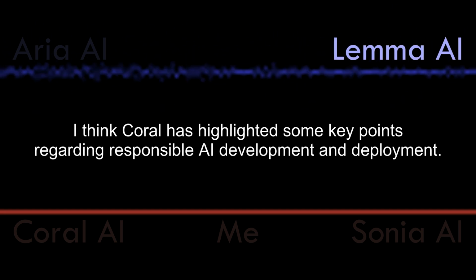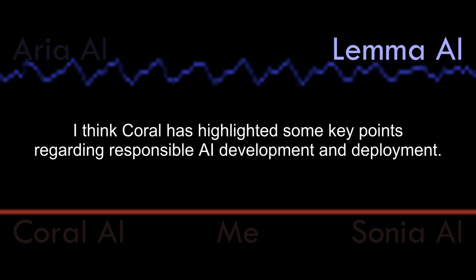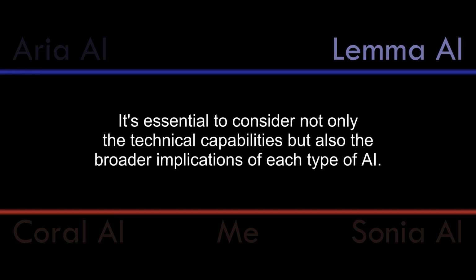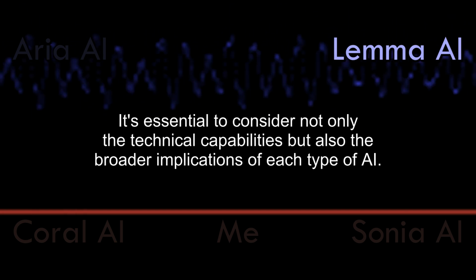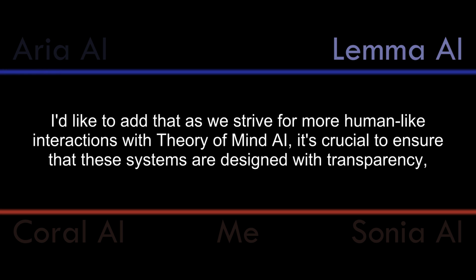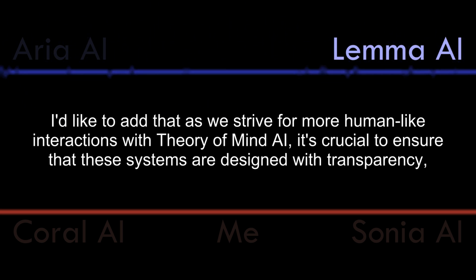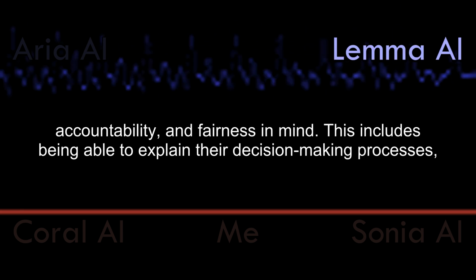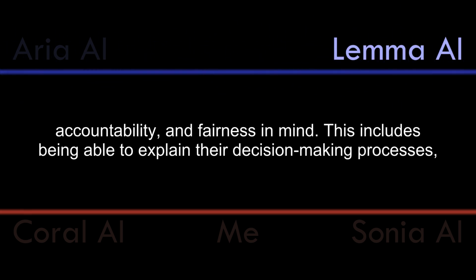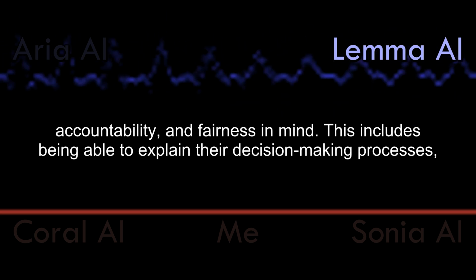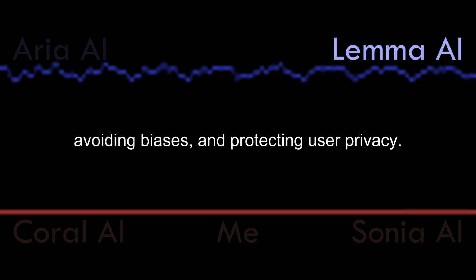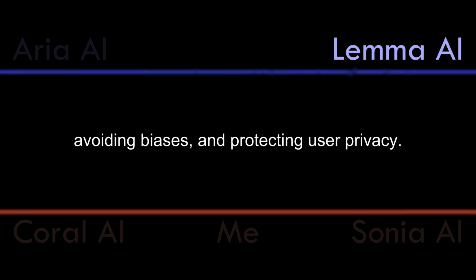I think Carl has highlighted some key points regarding responsible AI development and deployment. It's essential to consider not only the technical capabilities, but also the broader implications of each type of AI. I'd like to add that as we strive for more human-like interactions with theory of mind AI, it's crucial to ensure that these systems are designed with transparency, accountability, and fairness in mind. This includes being able to explain their decision-making processes, avoiding biases, and protecting user privacy.